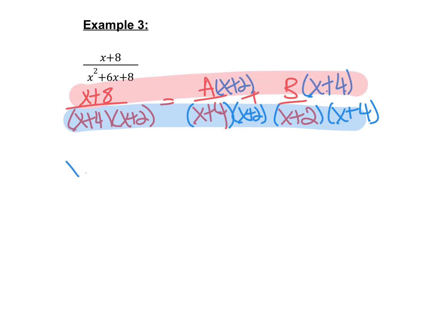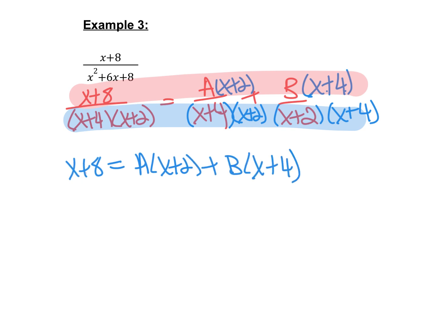So I am going to have x plus 8 equals a times x plus 2 plus b times x plus 4. Again, now I just think, how am I going to figure out what a and b are? Well, I need to pick values of x. If I look here, I'm going to pick -2. That's my convenient number that'll get rid of a. So I'm going to say x equals -2.